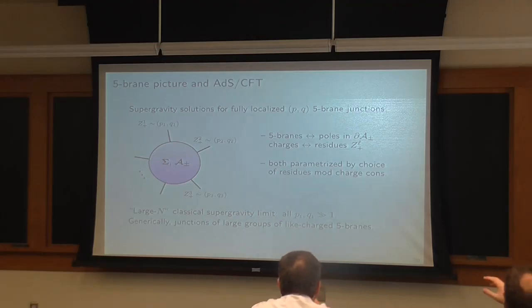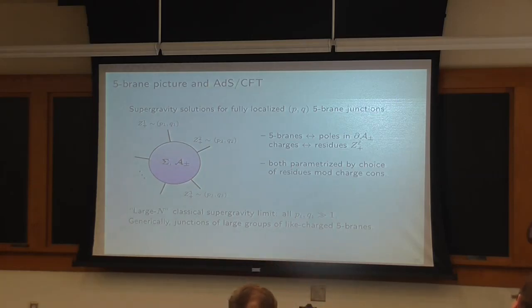Actually, can you move around the poles and get some kind of moduli space, or are they really fixed? They're fixed. Okay, so that means what you're saying is unique. Yeah, it gives you one solution. You fix the 5-brane charges and you get one solution.